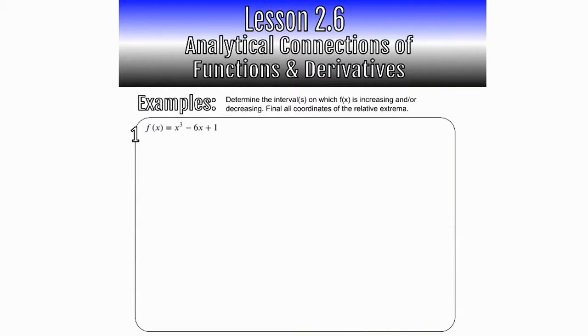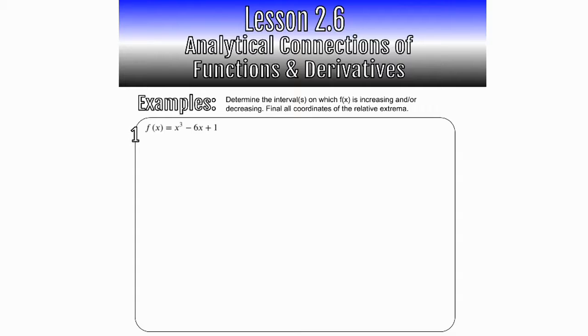So last lesson we looked at the graph of f of x and f prime of x, so the derivative. This time we're going to be given basically a function, and we're going to have to find all the things that we found from the graph. So where is it increasing or decreasing, and then all the coordinates of the relative max or min.